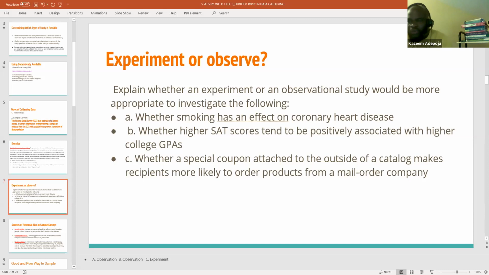Now, the second one, whether higher SAT scores tend to be positively associated with higher college GPAs. This is going to be observational. You only need to make use of the available data. Students have already written the SAT exam, and they have SAT scores. You want to see whether higher SAT scores tend to positively associate with higher college GPAs. These students have been admitted into college, and you have the GPA for college. You also have the GPA from when they were in high school. You can get the data because this has already been done.